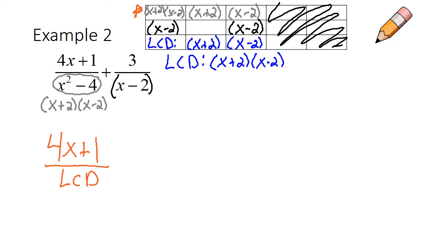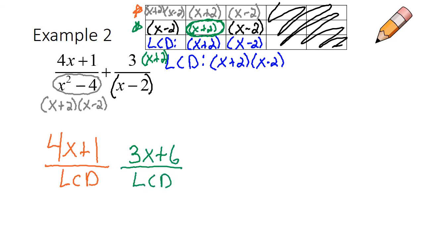Now my second one here, I have an empty box right here. This is what I have to replace. If I look at my row, I'm missing x plus 2. So that's what I have to multiply in my numerator on my second fraction, x plus 2. Now I'm going to go ahead and distribute that out, so I get a 3x plus 6 over my LCD. Now I have this on the top, this is a positive 3x.